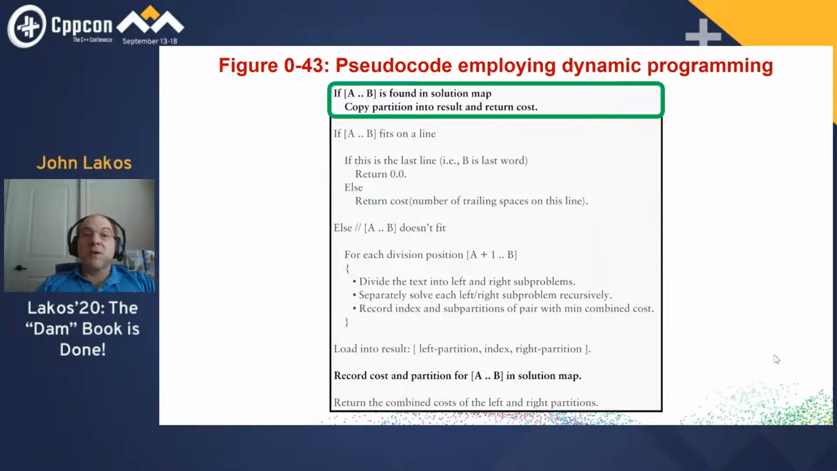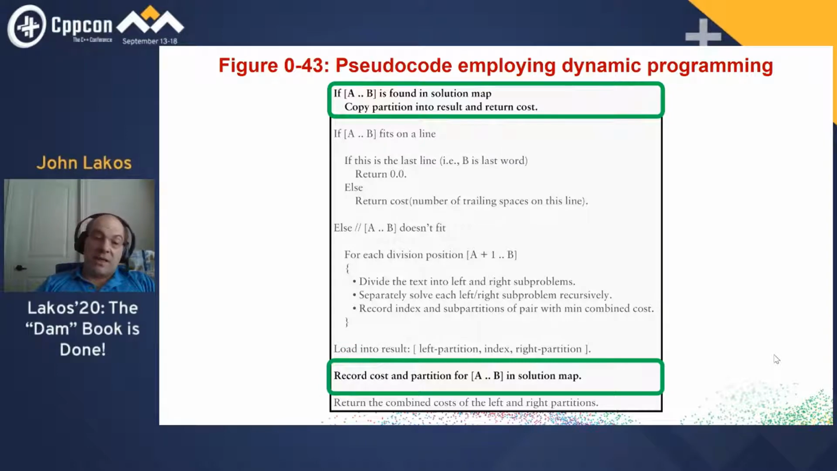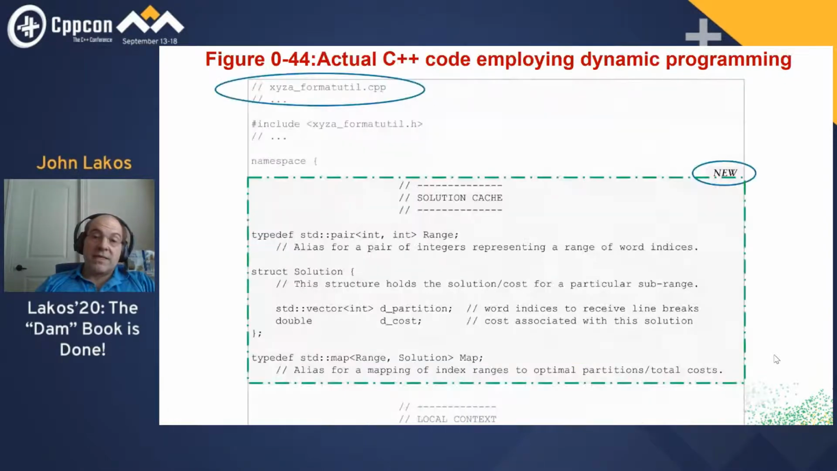So what we're going to do is we're going to add what we'll call a solution cache. And if the problem is already in the solution cache, we use it like a library. And if it's not, we write it and put it in the library. So what does that look like?